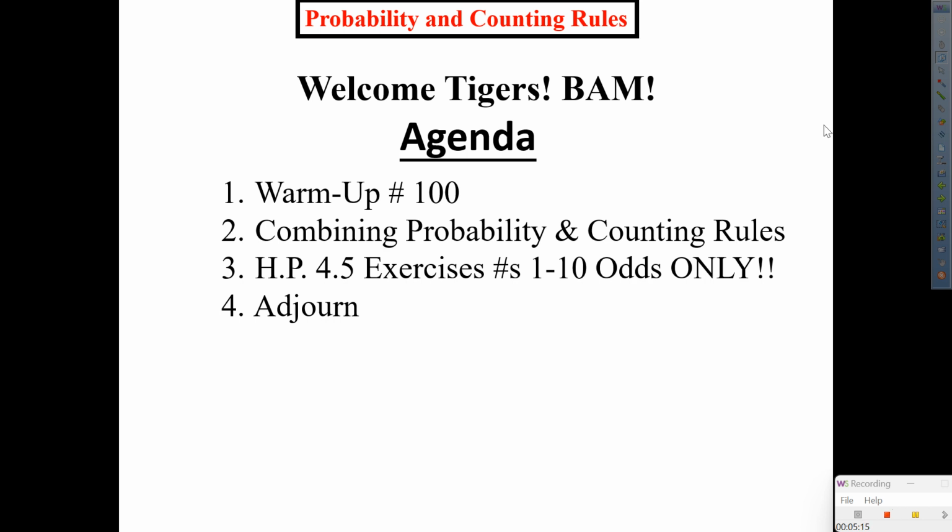Let's go. And tonight's homework: 4.5 exercises, numbers 1 through 10 odds. So when you get home, go to the end of lesson 4.5, go to the exercises at the end. Just do numbers 1 through 10 odds only. All right. So get a Cornell note ready while everyone else sends me their warm-up as they finish up.